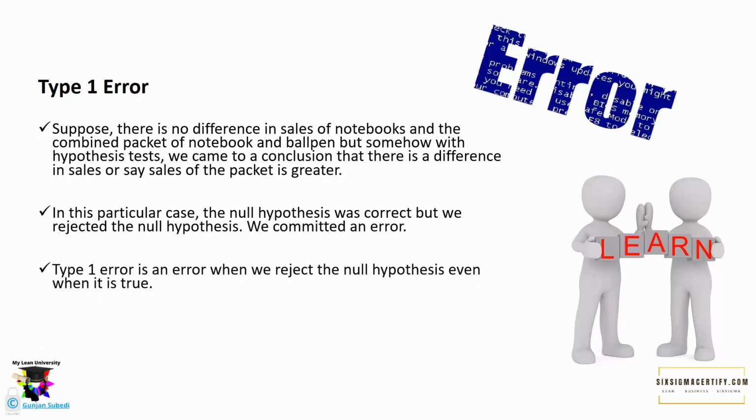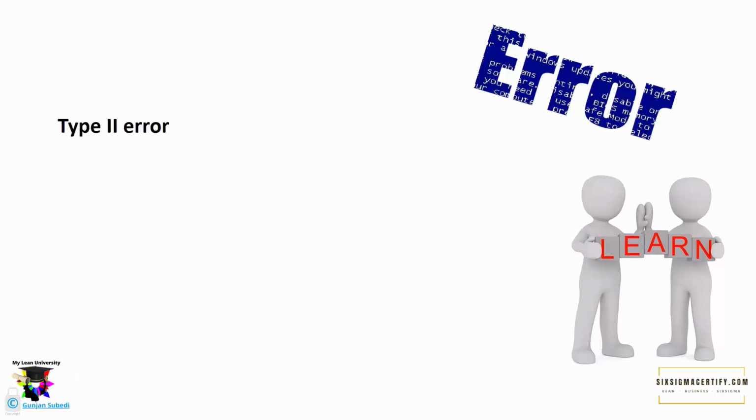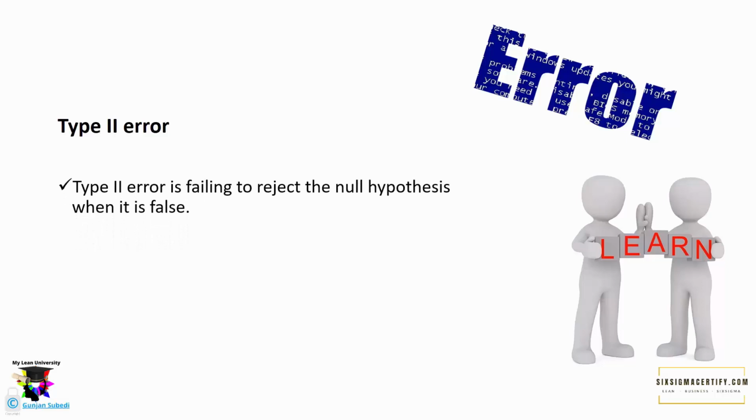There is always a possibility of drawing a wrong conclusion. So there is always some chance of getting the type 1 error. Type 2 error is failing to reject the null hypothesis even when it is false. This type of error is also called beta error, and the type 1 error is also called the alpha error. So we just learned about the alpha and beta errors.